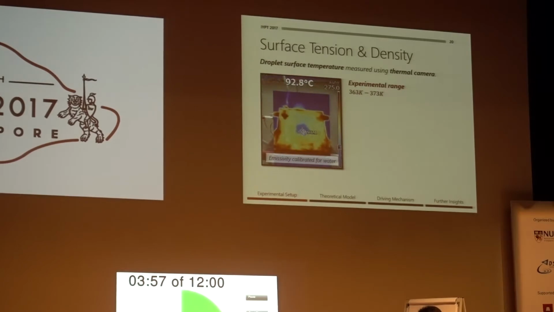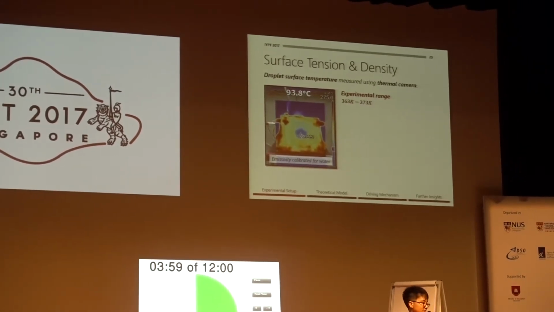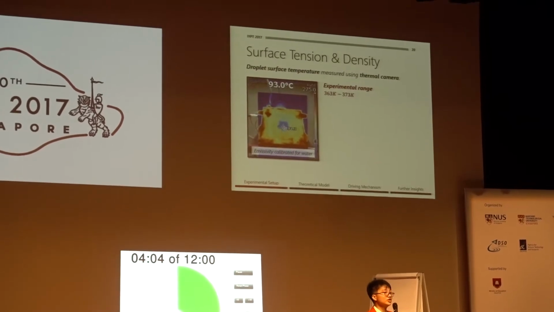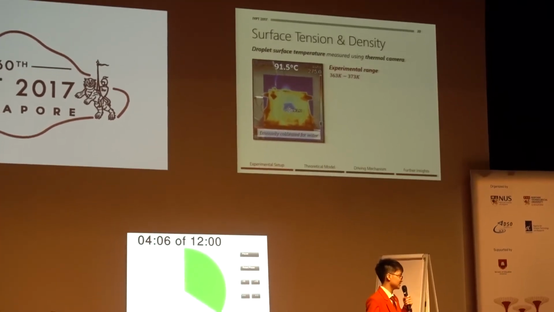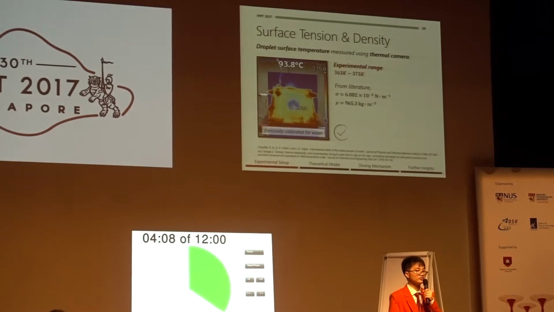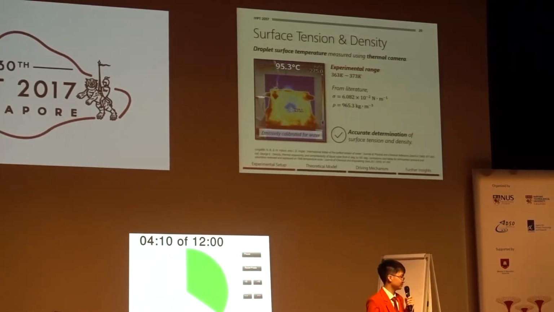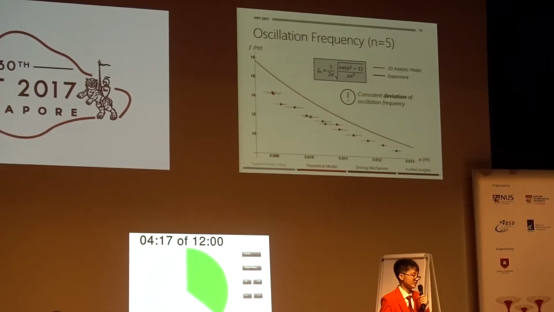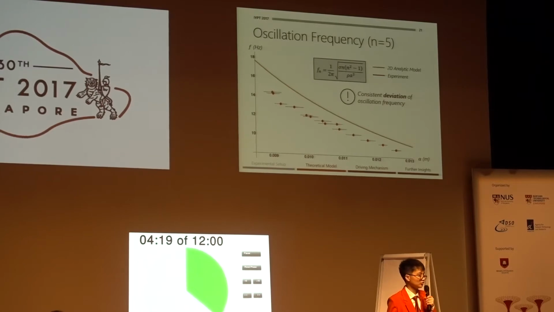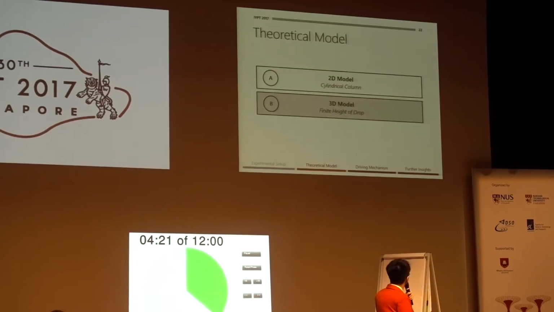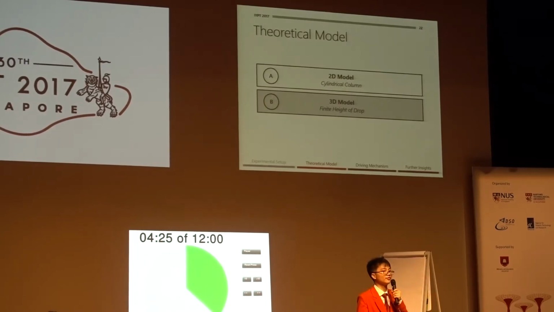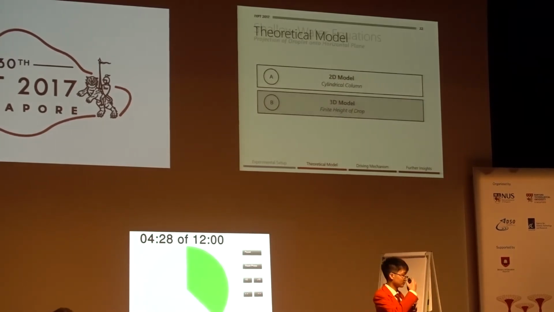However, we know that surface tension and density are highly dependent on temperature. Hence, we measured the droplet surface temperature using a thermal camera, which allows us to accurately determine the value of surface tension and also density. Plotting our experimental oscillation frequency against drop size, we observe a consistent deviation from our 2D analytic model. And hence, we'll move on to a more rigorous 3-dimensional model to account for the finite height of our droplet.